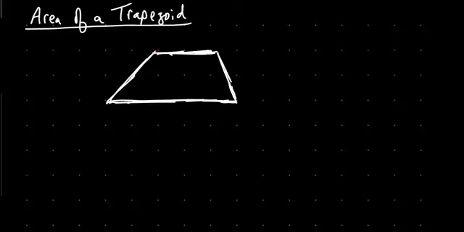A trapezoid is going to be something of this nature that has two parallel sides. This side here and this side here are parallel, but these two sides are not parallel. That's going to be a trapezoid. And to get the area of this trapezoid, we simply divide this thing into two triangles.